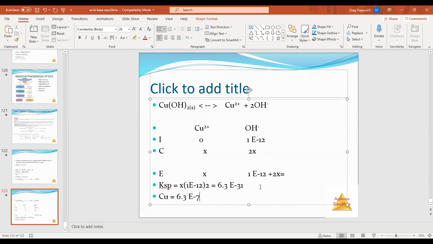I do. I'm here. My question is about the Ksp. Why is Ksp equal to X times 1e to the power of negative 12, squared? Now, X is the copper concentration. Isn't it supposed to be 1e to the power of negative 12 plus 2x? Yes, it is, but look at this Ksp, Jana. Is that number really, really small? Yes, it is. So literally speaking, I'm not producing much OH from the copper hydroxide. So we would just exclude the 2x? Yes. Okay, thank you.